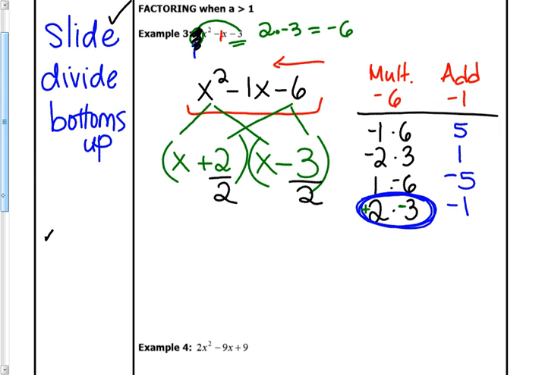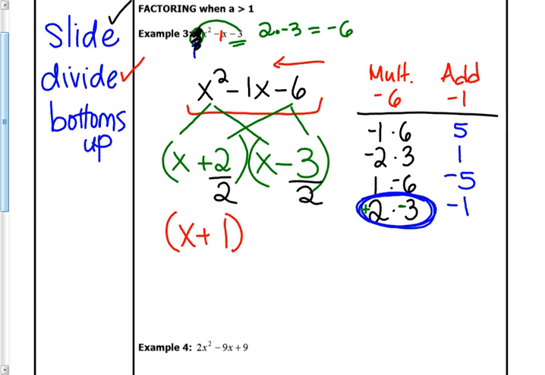So when I do that, 2 divided by 2 is 1. So this factor now becomes x plus 1. And then negative 3 divided by 2, well, that's going to give me a negative 1.5. So if you're checking that in your calculator, you get a decimal. You cannot leave your answer as a decimal. So I did the slide, I did the divide.